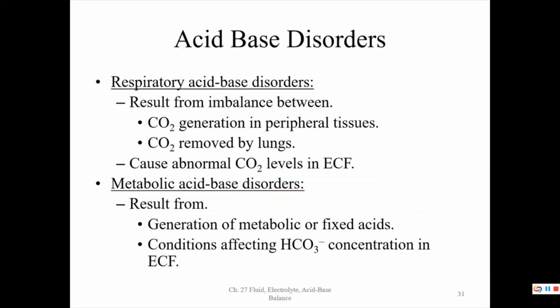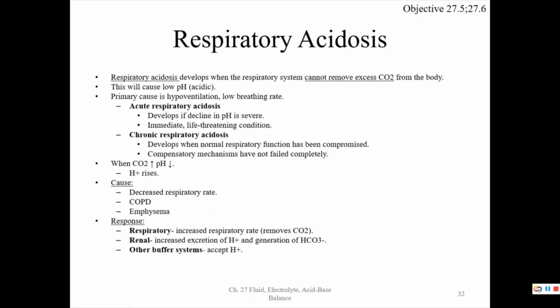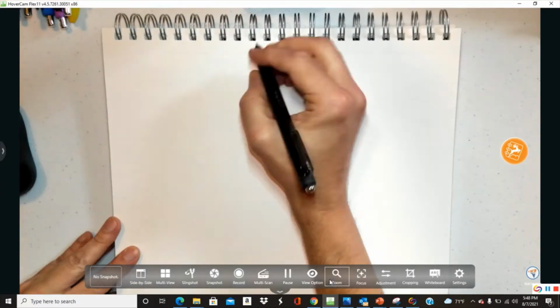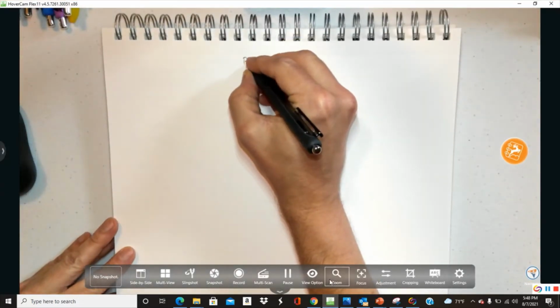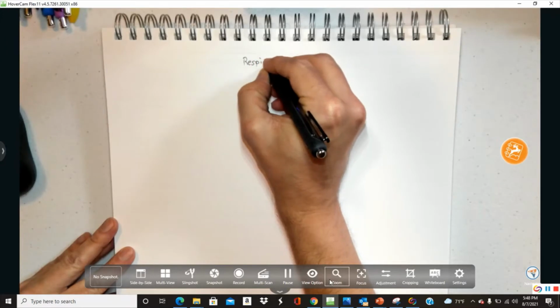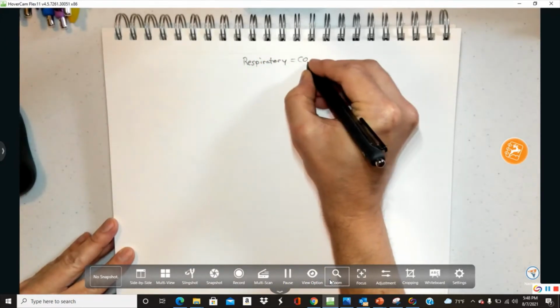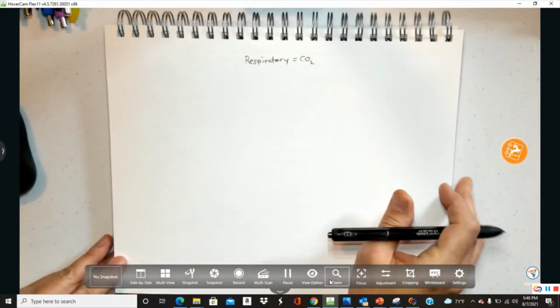So as we talk about this, let's go into respiratory acidosis. Now remember, respiratory acid-base disorders, we are dealing with the lungs. So anytime I'm talking about respiratory, we want to be thinking CO2 imbalance, okay? There is a CO2 imbalance here.